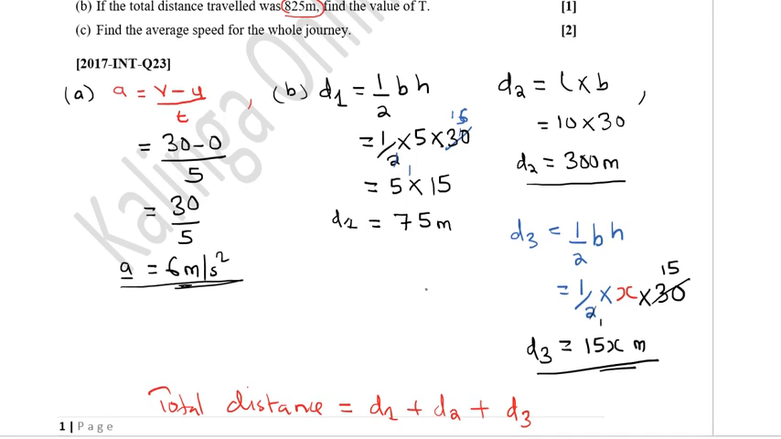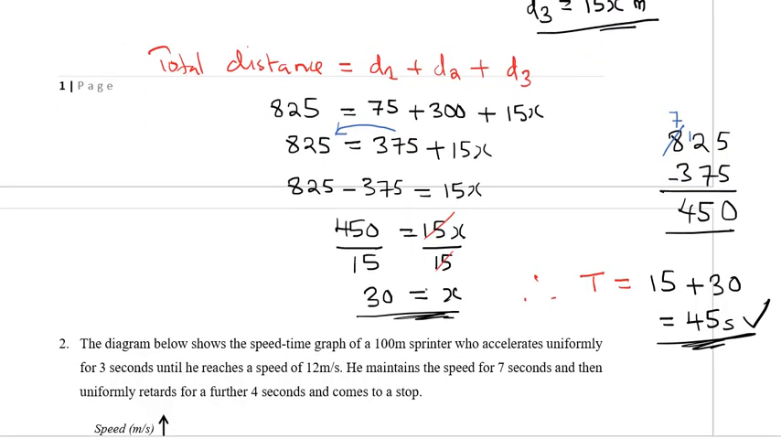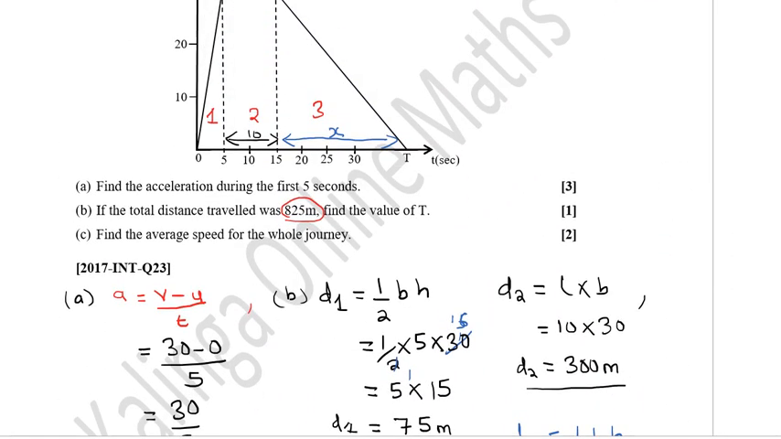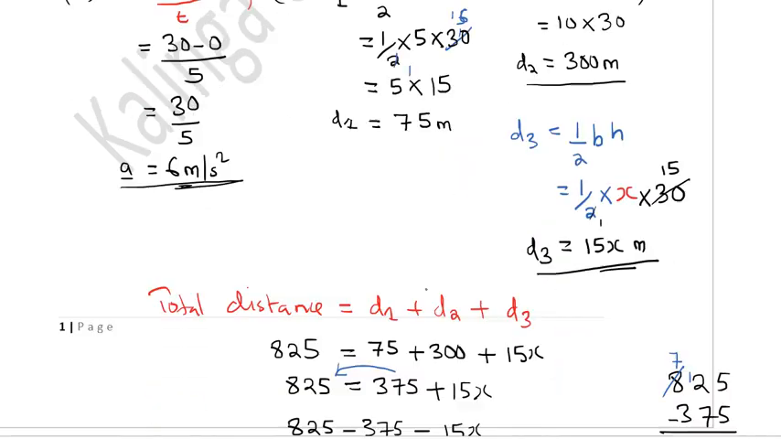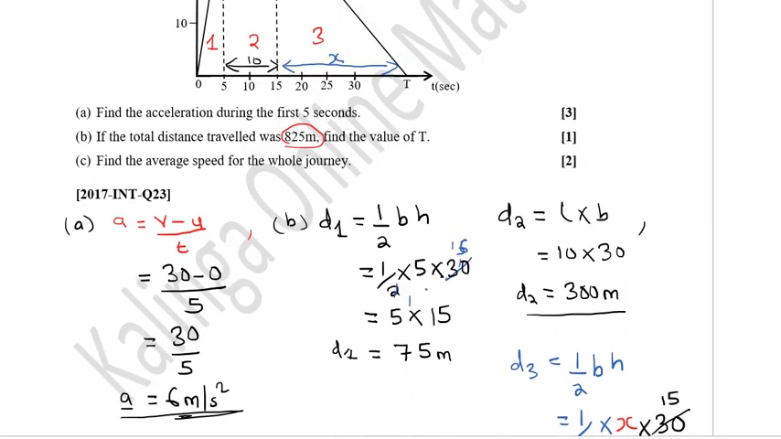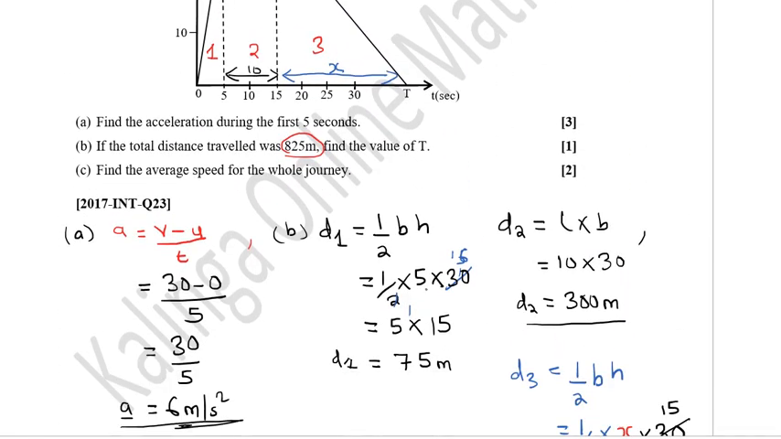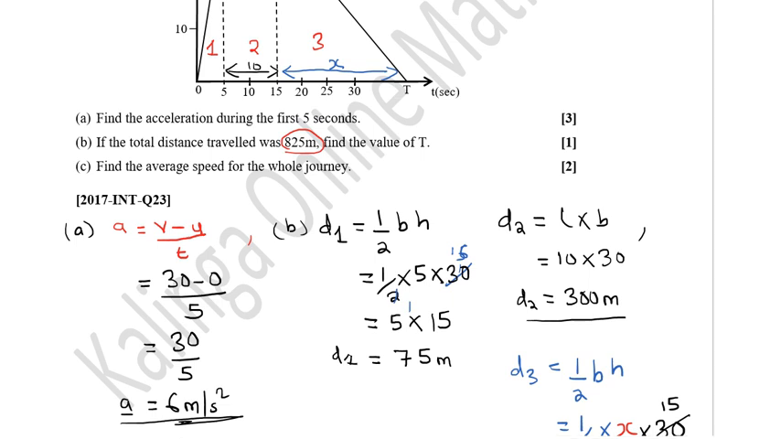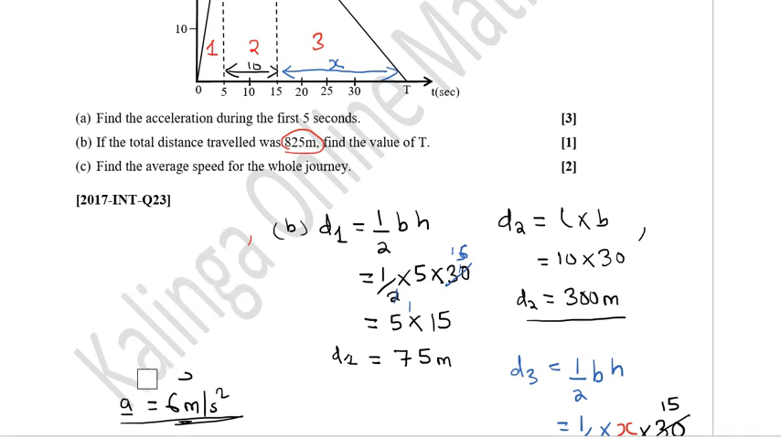Now let's proceed. We look at the last question, which is find the average speed for the whole journey. So we know that the total distance is 825 meters, and the total time is 45, the value of t. We can find the average speed. Allow me to erase this part here. We have already solved it, so let me create some space for the last question. Okay, so we are now looking at question C.